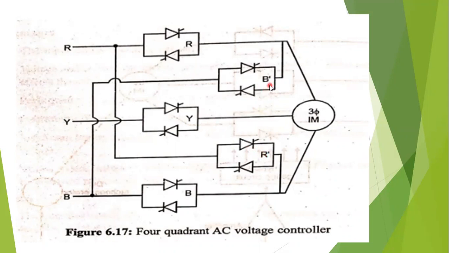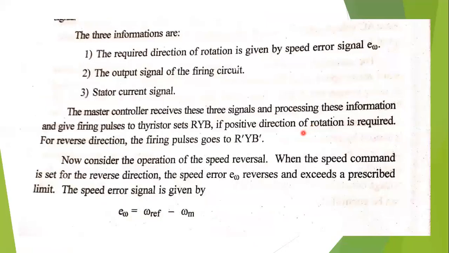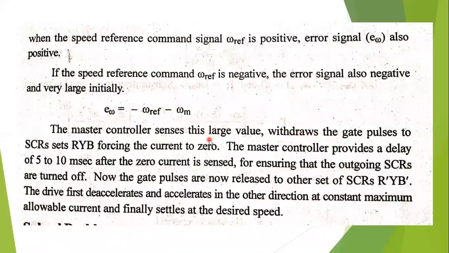The drive first decelerates and then accelerates in the other direction at constant maximum allowable current, and finally settles at the desired speed. Understood? So in this way, this is the 3-phase induction motor 4-quadrant closed loop speed control.